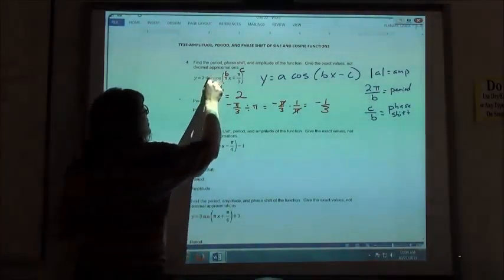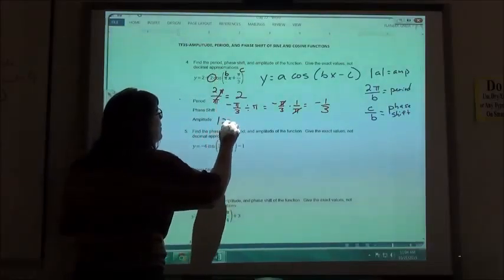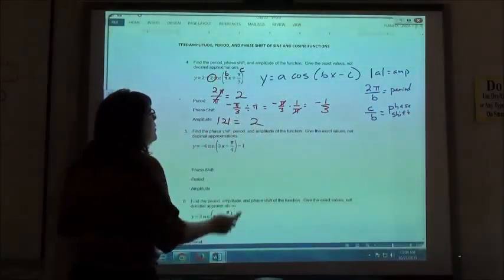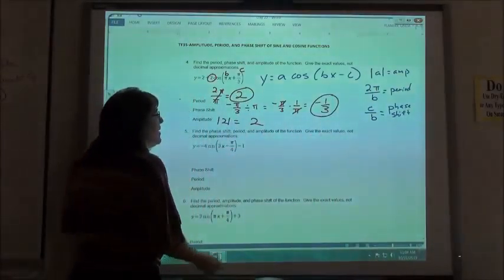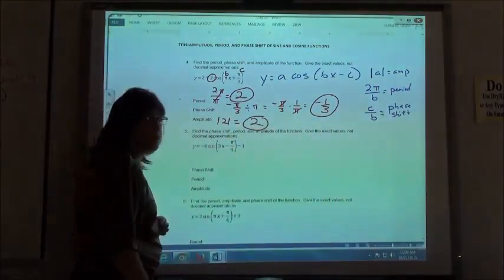My amplitude, the number in front of here, the absolute value of 2 is going to give me 2. So my period was 2. My phase shift, negative 1/3. My amplitude is 2.